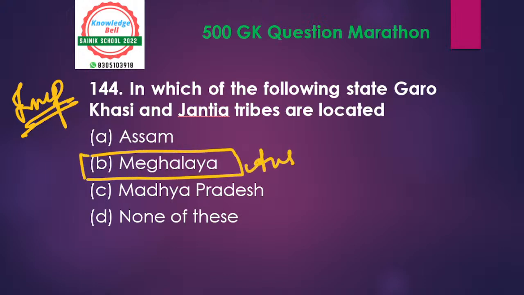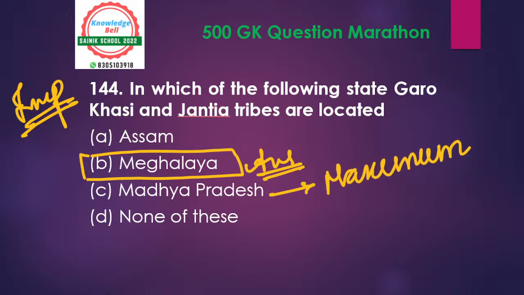In any exam you are going to appear for, if it has GK as the syllabus, this is one of the questions you will come across everywhere. So the Garo, Khasi and Janshia tribes are found in Meghalaya. In Madhya Pradesh we discuss that the maximum tribal population resides there. Maximum forest area is in Madhya Pradesh, and the maximum number of tigers are also in Madhya Pradesh. So we will keep this in mind.